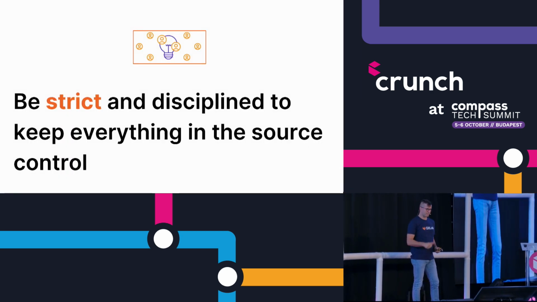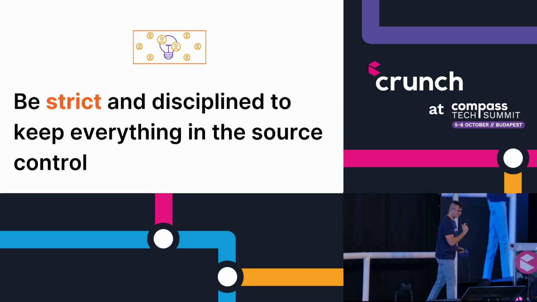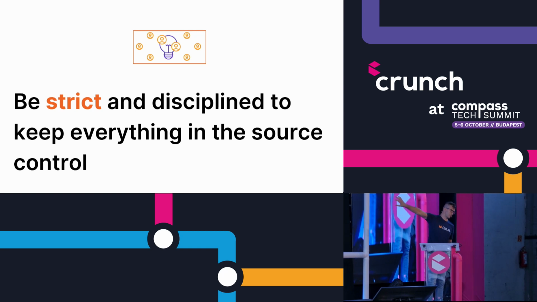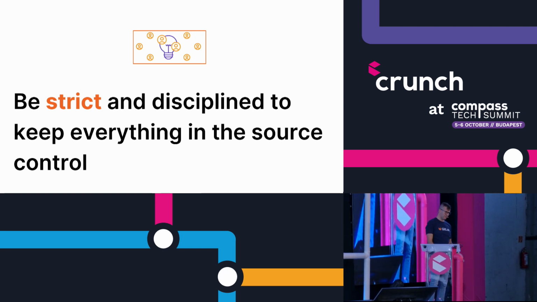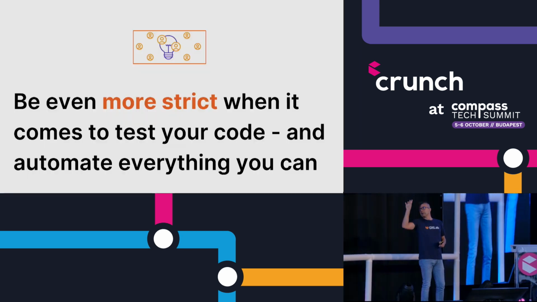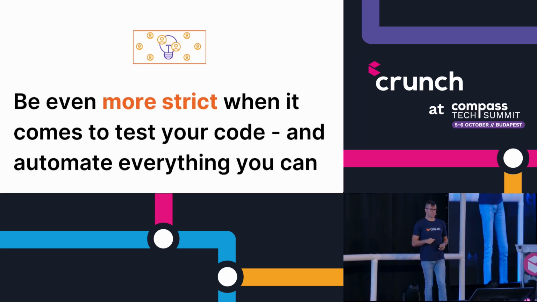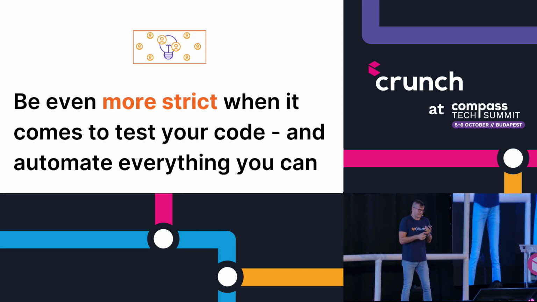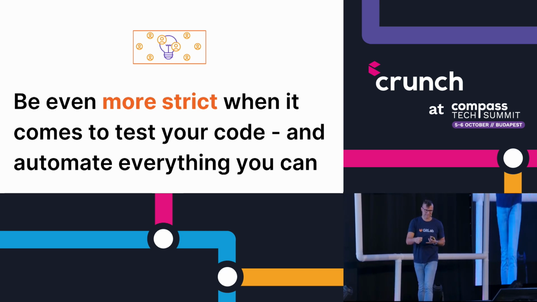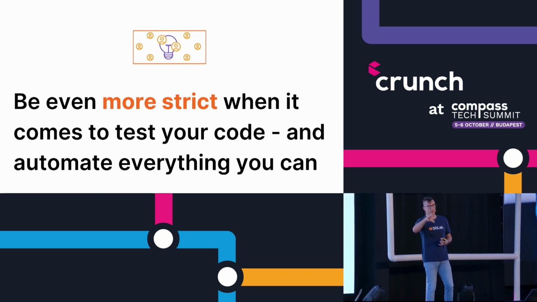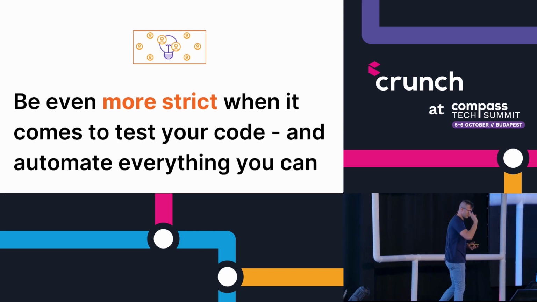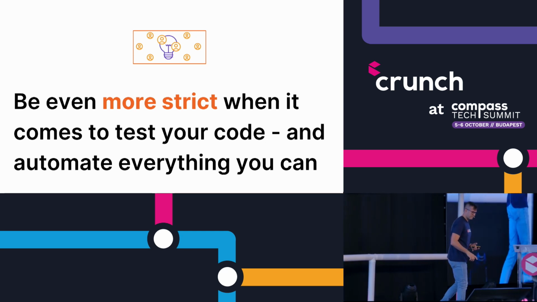About quality, be very strict and disciplined to keep everything you need to run your project in source control. GitLab, GitHub, whatever you want. S3 bucket, up to you. Be stricter when it comes to your testing. And of course, be lazy, pretend you're super lazy, and put everything in the automated process. You can't reach it by yourself. You will always forget something. We are all vulnerable. Automate.